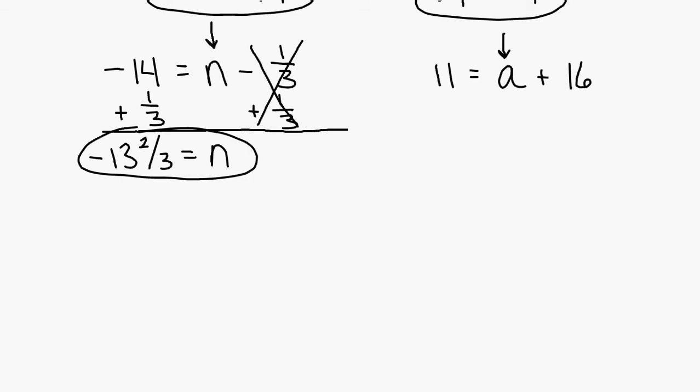All right, so you do the inverse of whatever's being done to the a. So you subtract 16 from each side. And 11 minus 16? Negative 5 is equal to a.